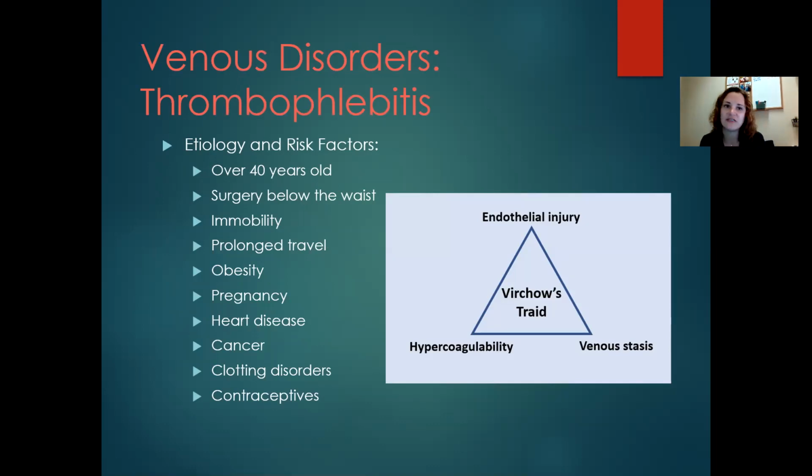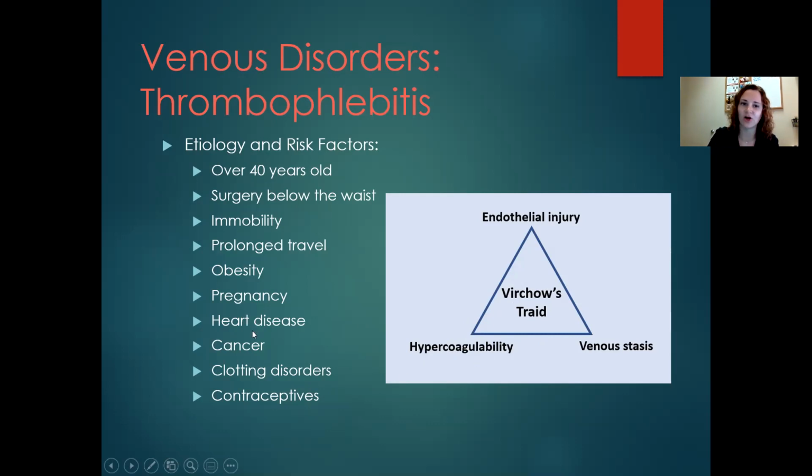Risk factors for VTE are age over 40 years, surgery below the waist, immobility, prolonged travel, obesity, pregnancy, heart disease, cancer, clotting disorders, and contraceptives. So contraceptives, clotting disorders, cancer, and pregnancy all have to do with the patient being hypercoagulable. If you're looking at this triad, Virchow's triad, hypercoagulable means high affinity for clotting. So cancer, clotting disorders, contraceptives, and pregnancy, all of those conditions cause a hypercoagulability.